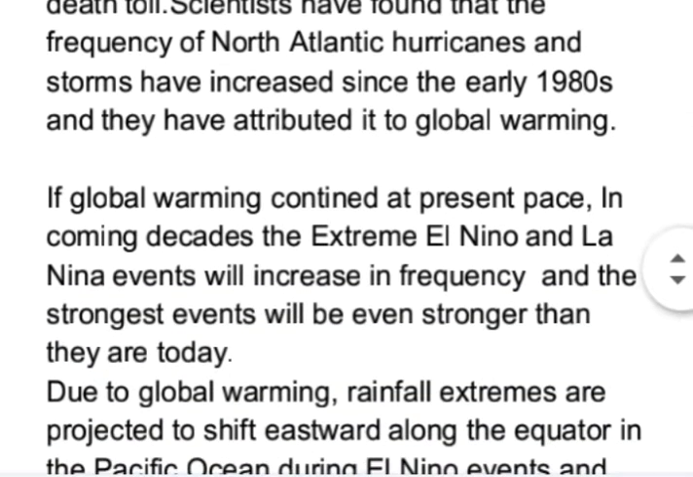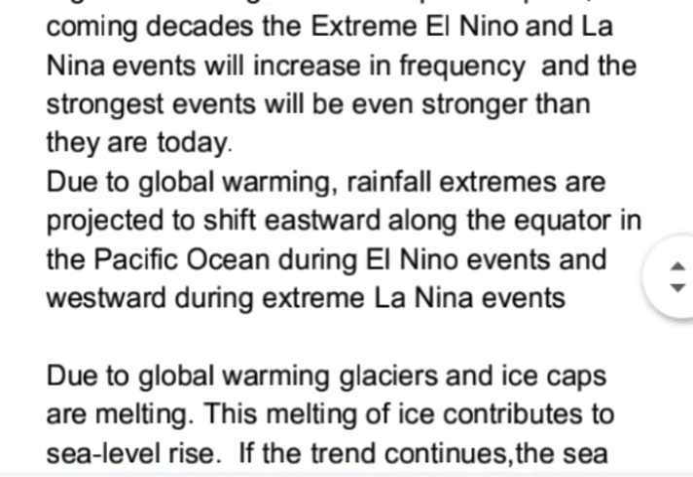If global warming continues at present pace, in coming decades the extreme El Nino and La Nina events will increase in frequency, and the strongest events will be even stronger than they are today. Due to global warming, rainfall extremes are projected to shift eastward along the equator in Pacific Ocean during El Nino events and westward during extreme La Nina events.